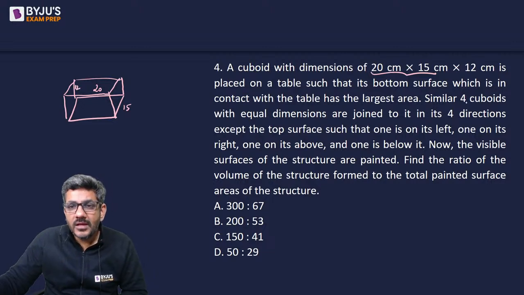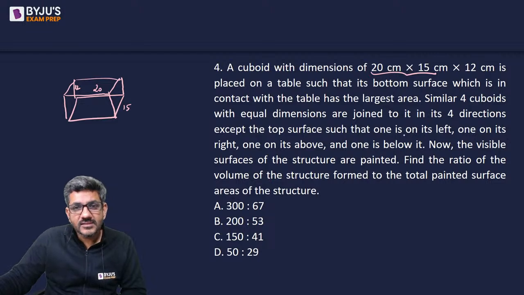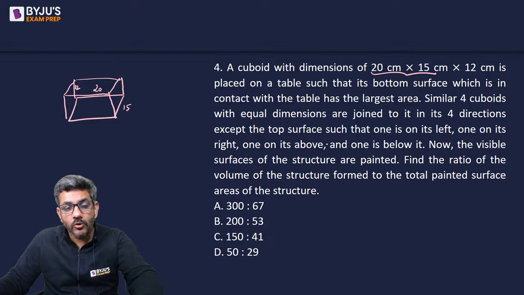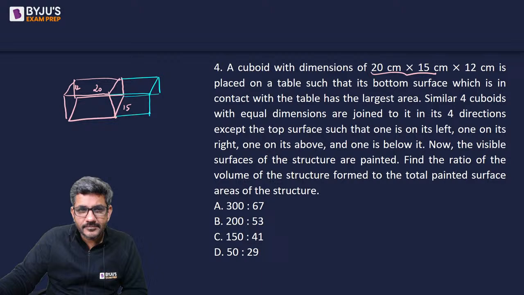Then he says similar four cuboids with equal dimensions are joined to it in its four directions, except the top surface, such that one is on its left, one on the right, one is above, and one is below it. So you have added four more like this. So basically one cuboid would come over here. Exactly like this, one cuboid would come here as well. I hope you are getting it. Similarly one cuboid would be here as well. One would come here.